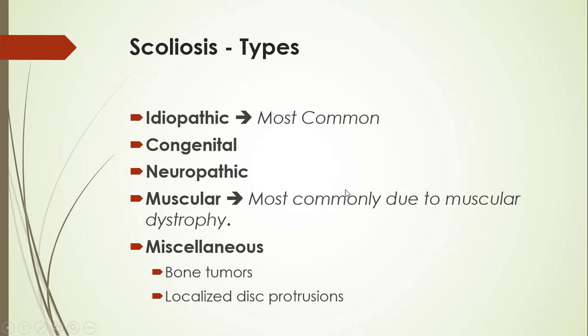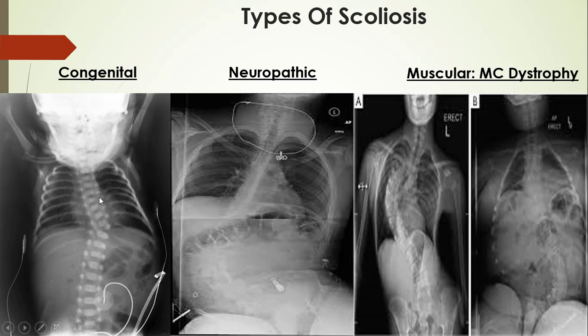Let's see some pictures. Here's an X-ray of a neonate with congenital scoliosis. As you can see, congenital scoliosis is mostly associated with other abnormalities like chest wall abnormalities, genitourinary abnormalities, as you can see here, or might have heart disease. So these patients must be evaluated carefully by many specialists.